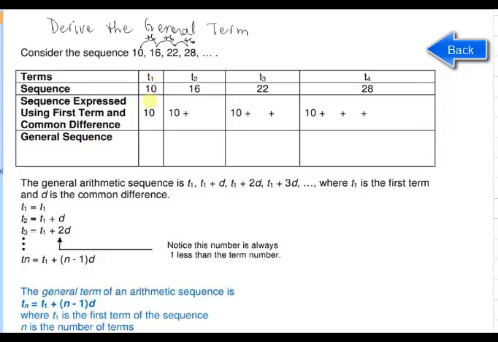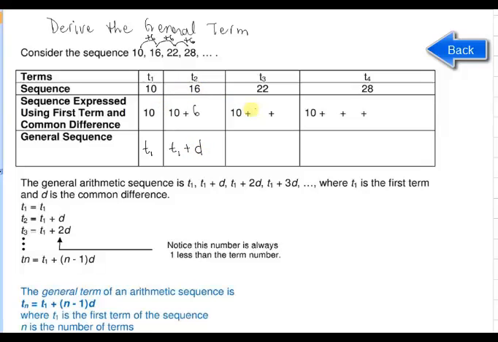Well, the first column here is going to be easy enough. T1 is 10. You don't have to add any common difference to come up with T1. It's just 10, and so we're just going to call our first term generally T1. Now if we want to go from 10 to 16, then we add 6. And so if we want to write a general sequence for that, we can say, well, that's our first term plus our common difference.